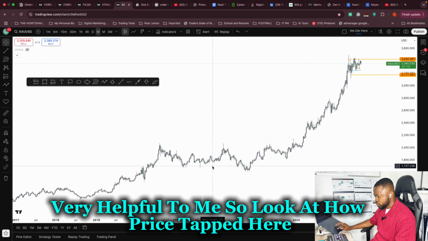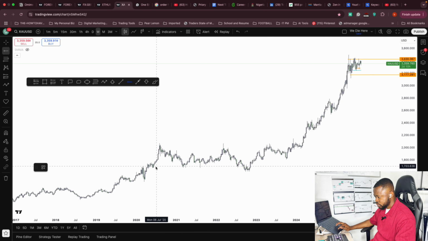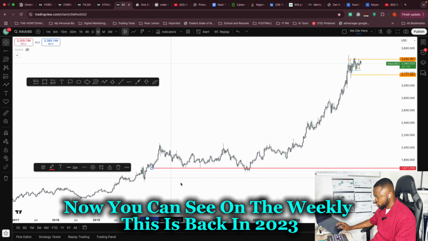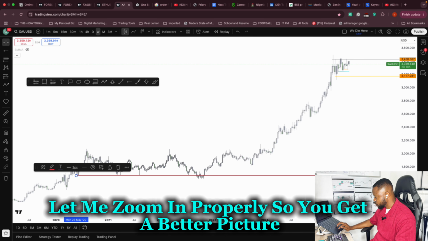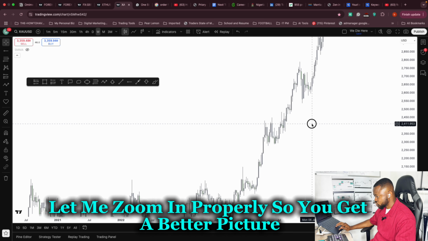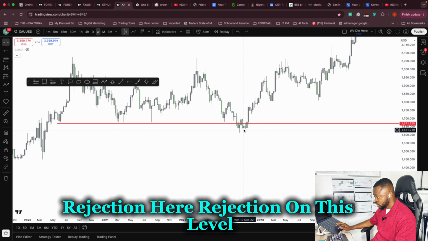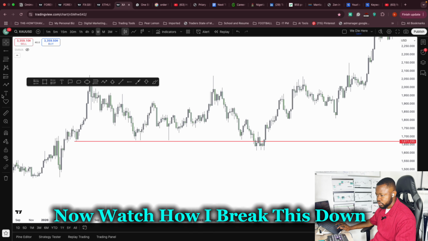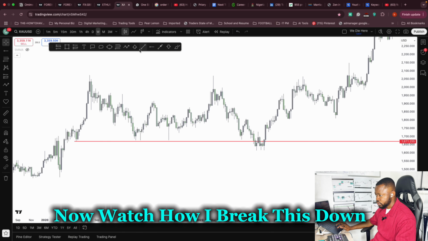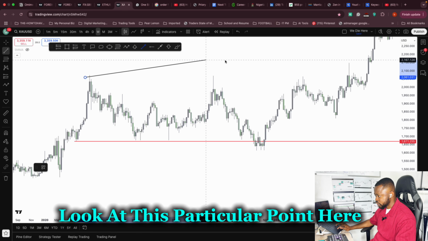So look at how price tapped here. You can see on the weekly, this is back in 2023. Let me zoom in properly so you get a better picture. You can see there's rejection here, rejection here, rejection here, rejection at this level. Now, watch how I break this down. Look at this particular point here.